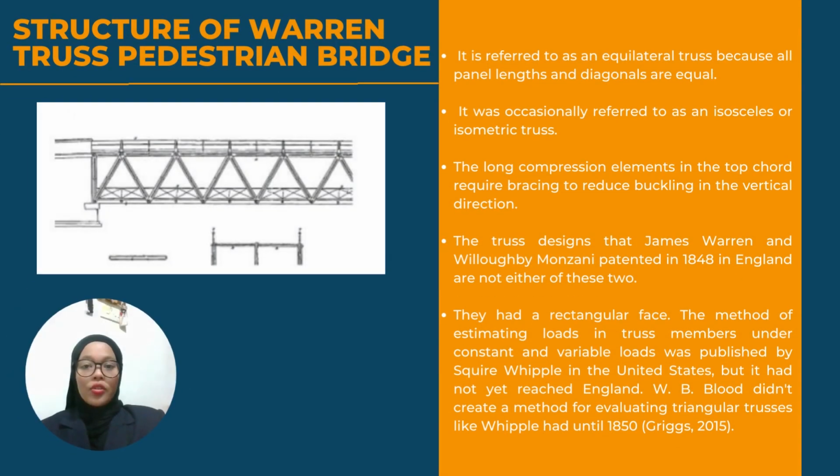Structure of Warren Truss Pedestrian Bridge. An alternating compression and tension diagonal truss is commonly referred to as a Warren Truss by bridge historians and early textbooks. Occasionally it is referred to as an equilateral truss because all panel lengths and diagonals are equal, resulting in a series of equilateral triangles. The long compression element in the top chord requires bracing to reduce buckling in the vertical direction as the span length and therefore the height of the truss rise.